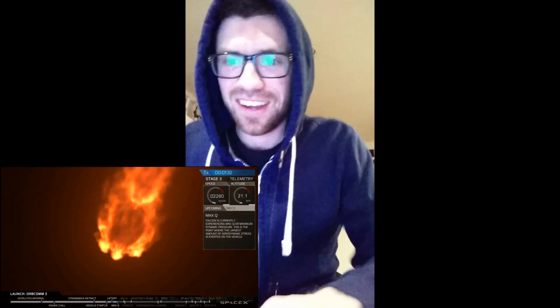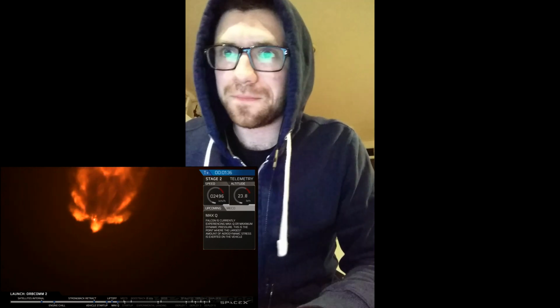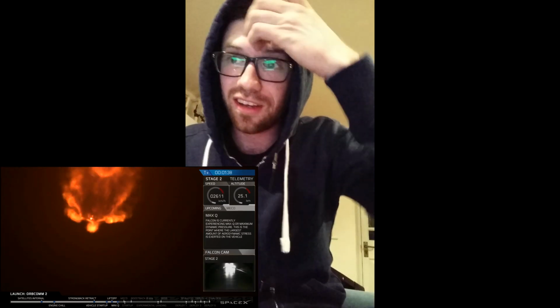You can see the stage one engine plume. Propulsion is nominal. The engine plume is widening as the rocket is increasing in altitude and there's less pressure.